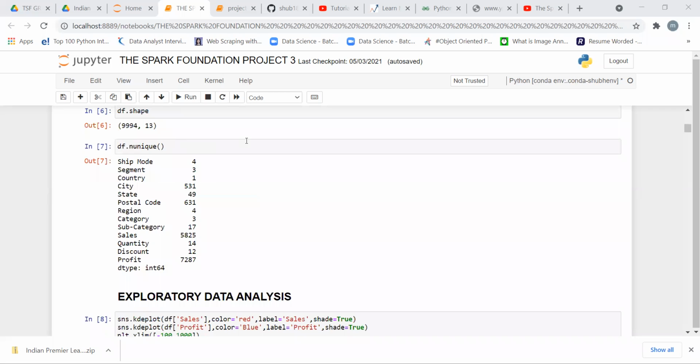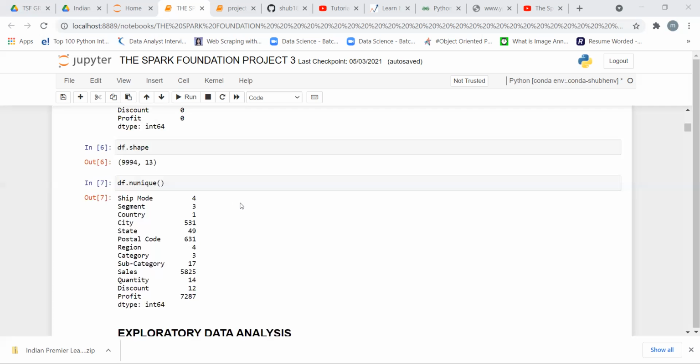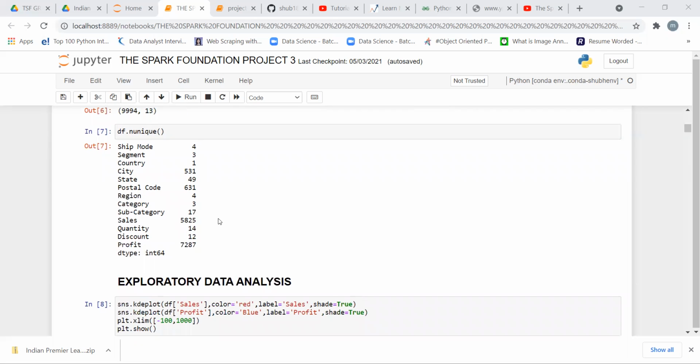Now we find the number of unique values in the data set. We use df.nunique, and here we can see that ship mode has 4 unique values, segment has 3 unique values, and country has 1 unique value. So there is no duplication in this data set, and we also have unique values such as 431 and 531.